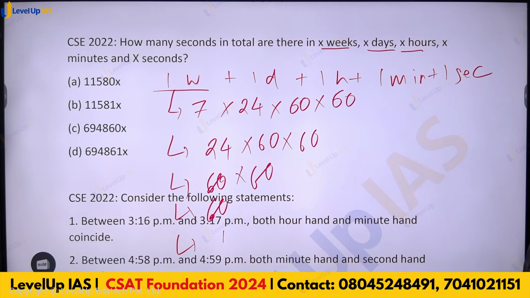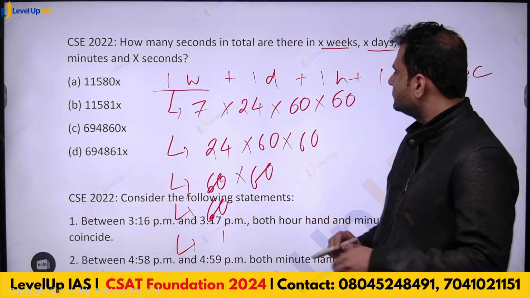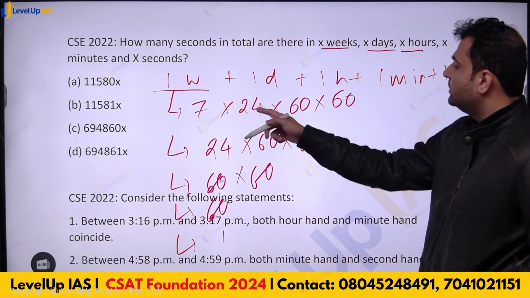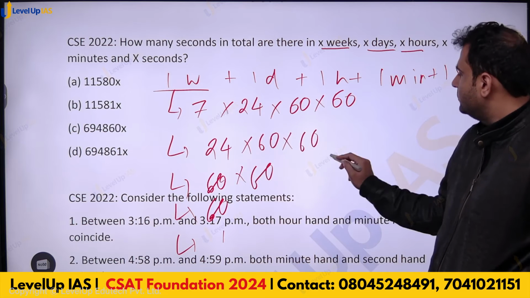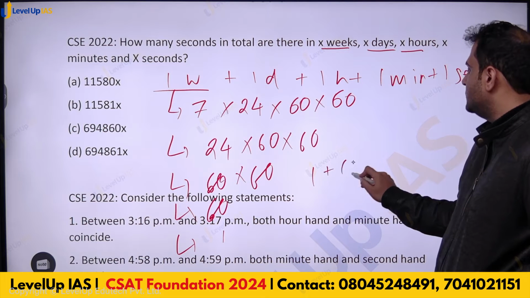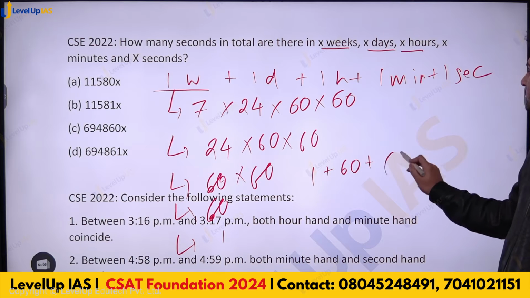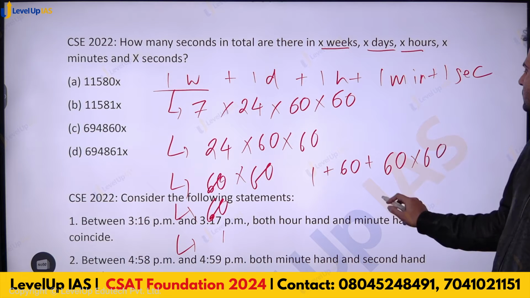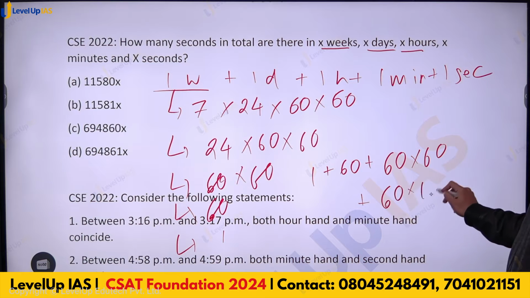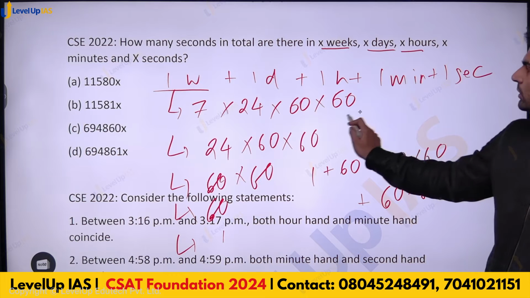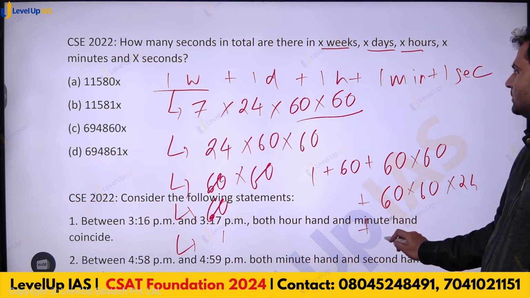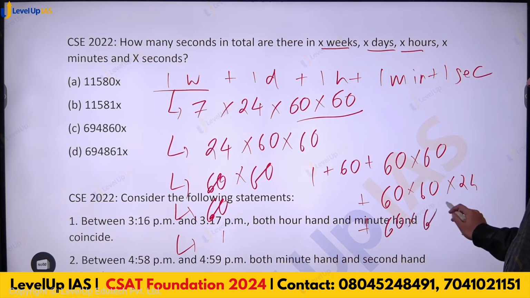What is the answer? The answer is simply the addition of all of these things. 1 plus 60 plus 60 into 60 plus 60 into 60 into 24 plus 60 into 60 into 24 into 7. Correct?